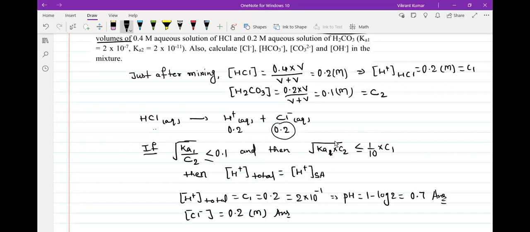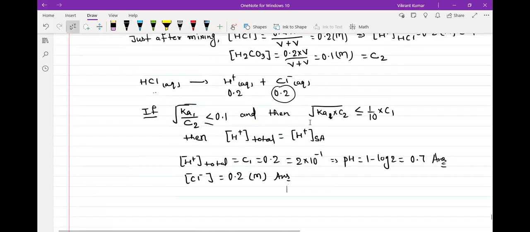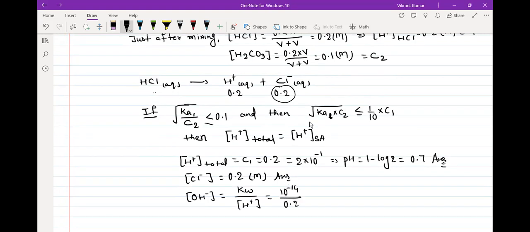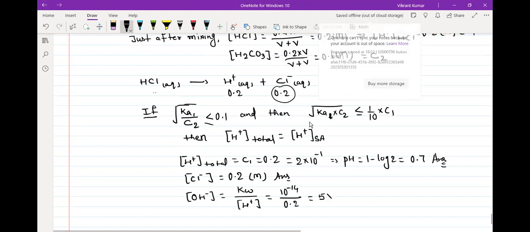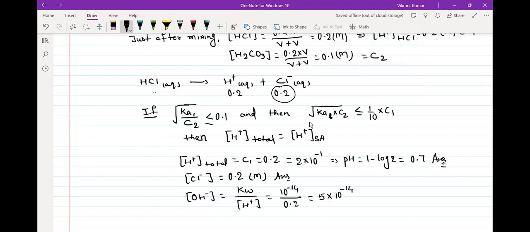Now बाकी anions में अब क्या? What about OH minus? OH के लिए pH निकाल के कर सकते हैं ना, OH माइनस. इतना भी नहीं करने की जरूरत है. Kw upon H plus is the OH minus है. तो OH minus is nothing but Kw upon H plus. So that is 10 raised to minus 14 upon H plus is 0.2. That's why it gives you 5 into 10 raised to minus 14. This will be answer. What about HCO3 minus and CO32 minus?